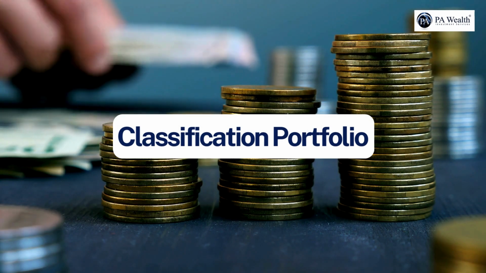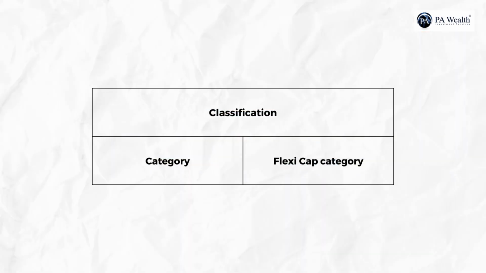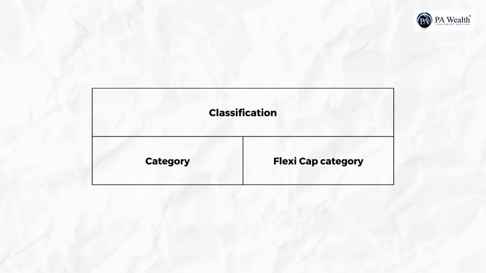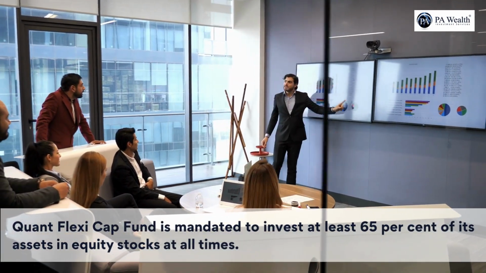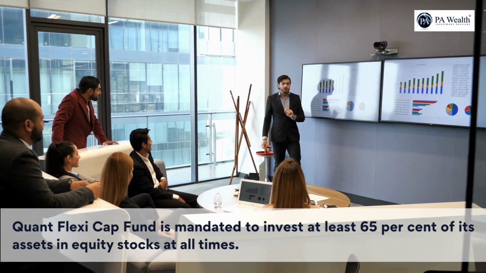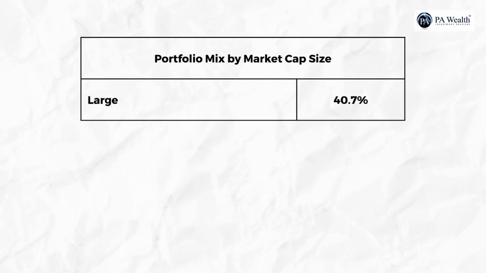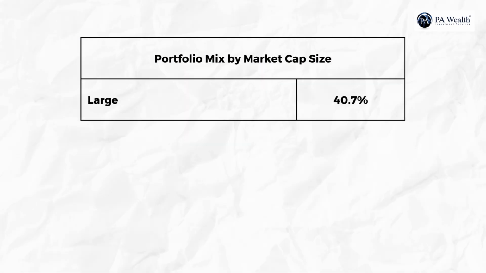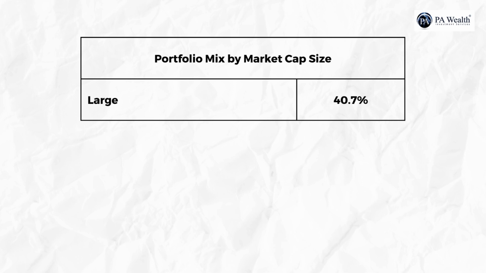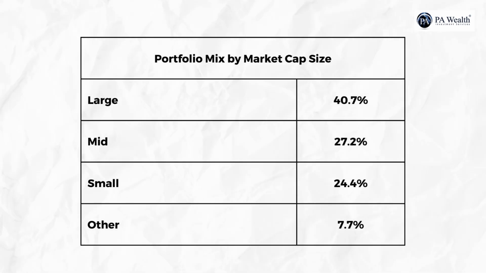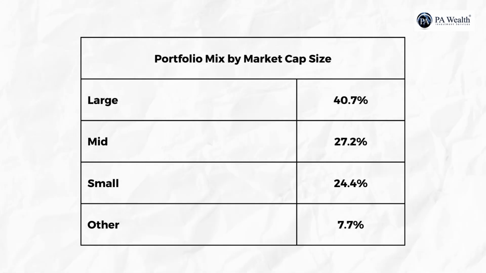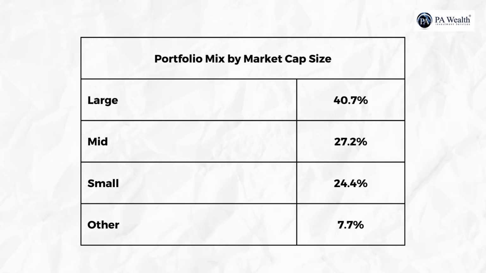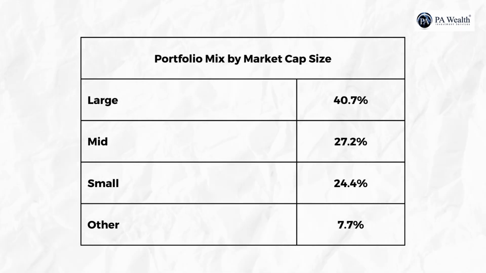Let's take a look at the classification portfolio of the fund. This fund falls into the Flexi Cap category, and more specifically, Quant Flexi Cap Fund is mandated to invest at least 65% of its assets in equity stocks at all times. First, let's look at the portfolio mix by market cap size. Regarding portfolio composition, large cap accounts for 40.7% of the total composition. Mid cap accounts for 27.2% of the total composition, while small and other accounts for 24.4% and 7.7% of the total composition of the fund respectively.